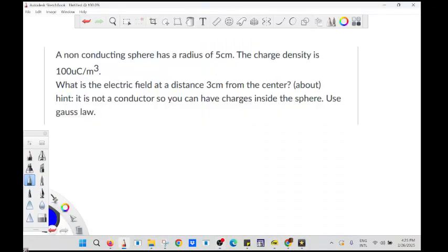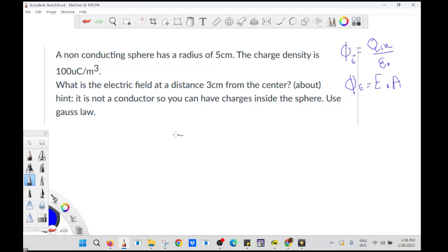Okay, so this one, I don't think it's hard. It's just Gauss's law that says the electric flux through a closed surface is equal to the charge inside the surface over epsilon 0. And the electric flux, if the electric field is the same all over the surface and it's perpendicular to the surface area, is just the electric field times the surface area.